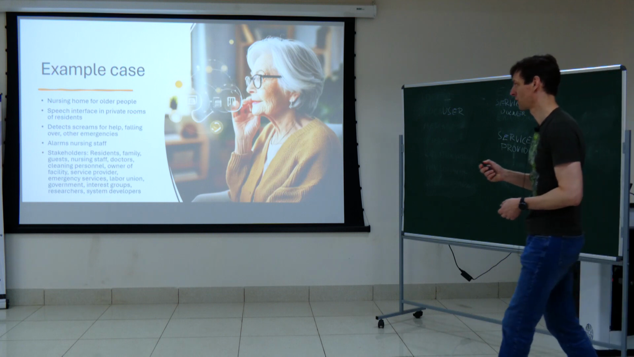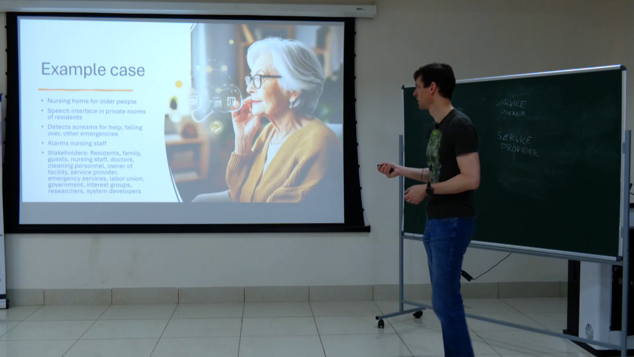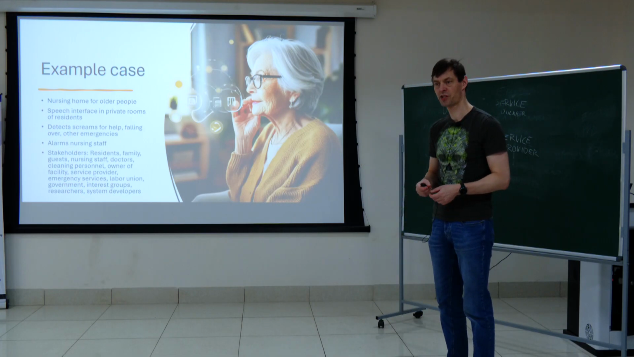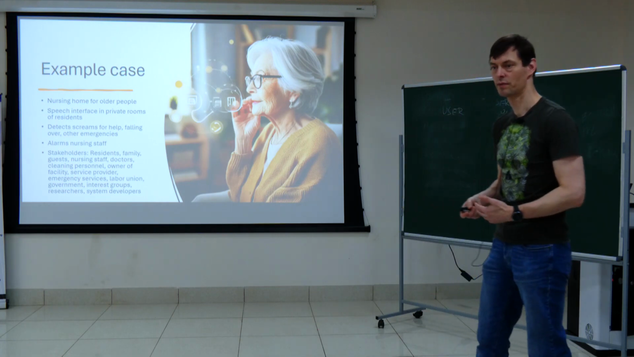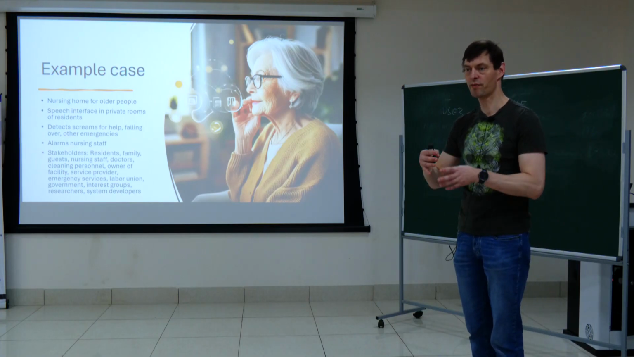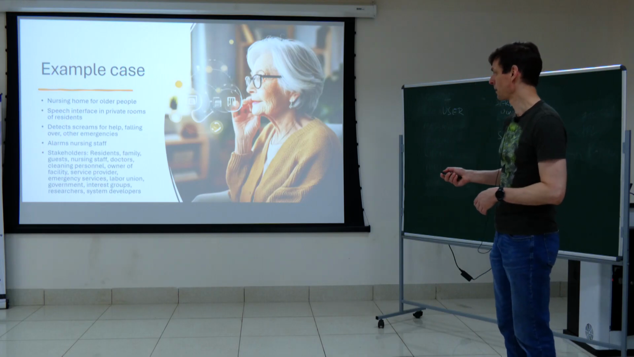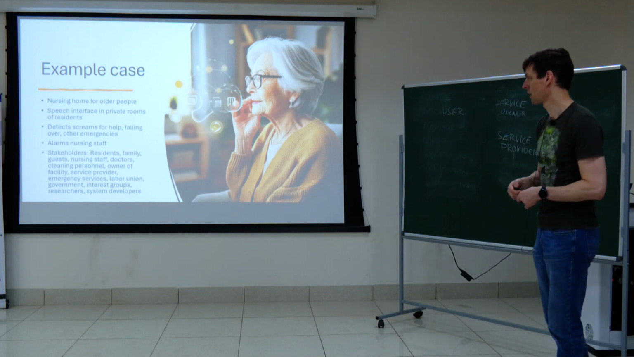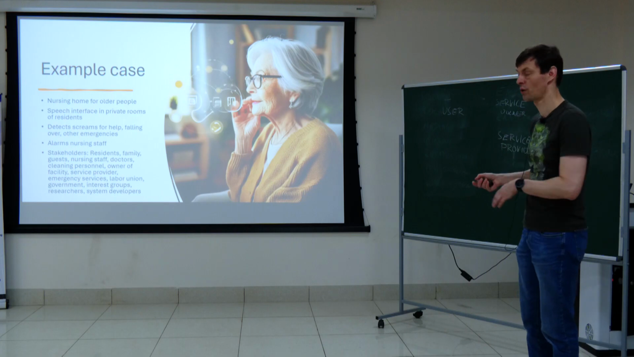So here's the example case. What I have used is a nursing home for older people, with a speech interface in the private rooms of the residents. Now this is a very Western approach. I don't know if this is applicable to your context. I imagine that in the Indian system quite often the elderly live with the families, so that's a different approach. So it might not be applicable here, but it could detect screams for help, falling over or other emergencies, and alarm nursing staff, and of course then the nursing staff would be one of the stakeholders.